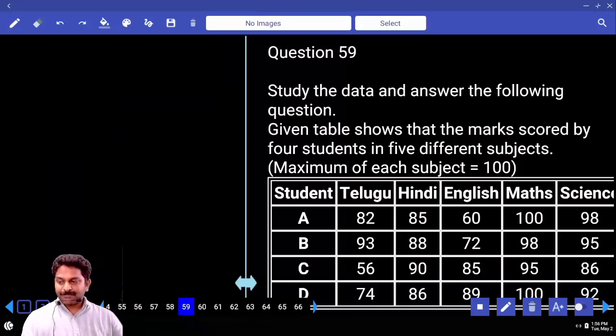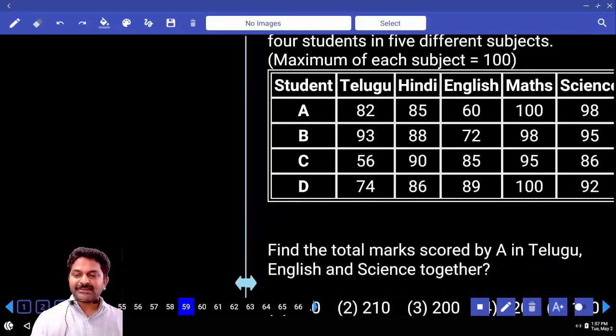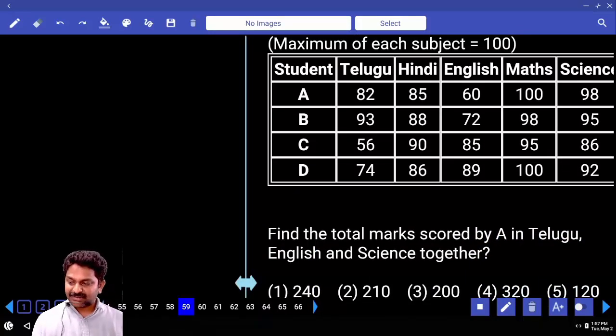Should I start this? Given table shows the marks scored by 4 students in 5 different subjects. Maximum marks in each subject is 100. That's good.